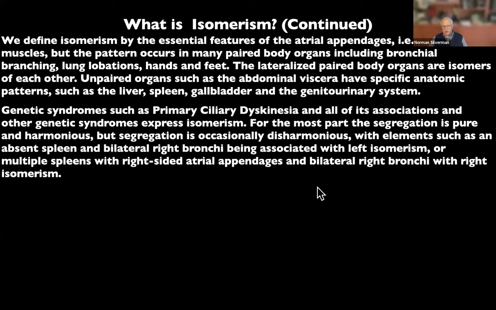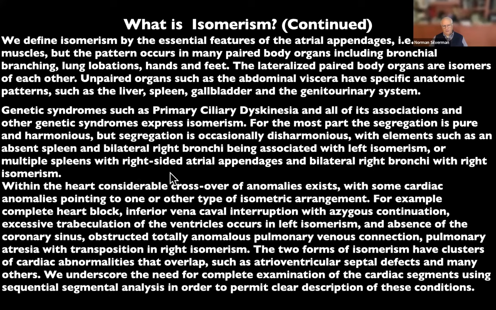Now, there's a genetic basis to this, because many genetic systems have abnormality of body organ position. Primary ciliary dyskinesia and all of the associations of other genetic syndromes express isomerism, and there are many of these. For the most part, the segregation is pure and harmonious, but segregation is occasionally disharmonious with elements such as the absent spleen or bilateral right bronchi associated with left isomerism, and multiple spleens with right-sided atrial appendages and bilateral bronchi with right isomerism.